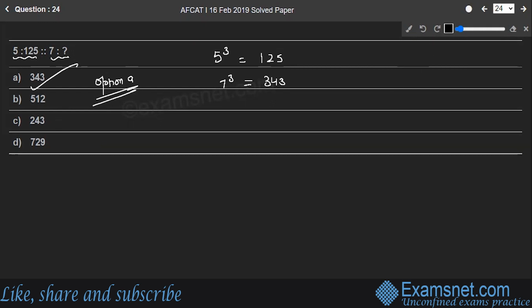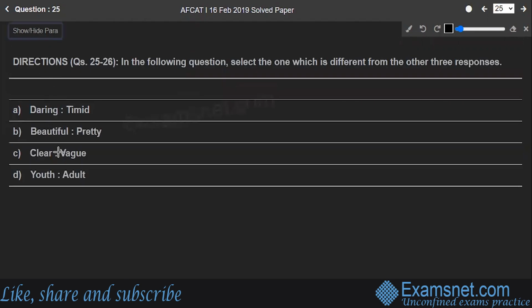Right. Next is question number 25. So here you have directions for questions 25 and 26. In the following question, select the one which is different from the other three responses. Okay, so you have the four options. You have to find out the odd one out. Right, let's go. First one is daring and timid.